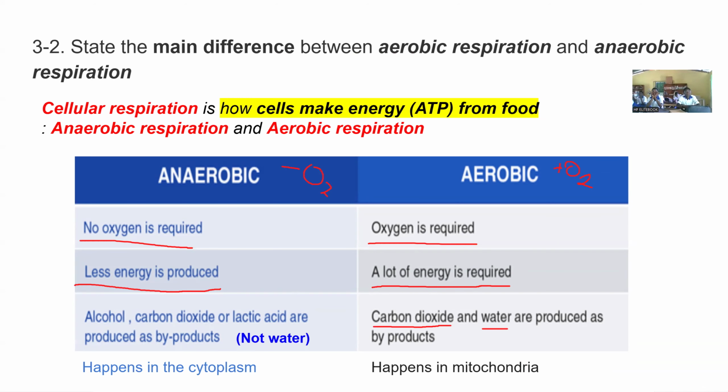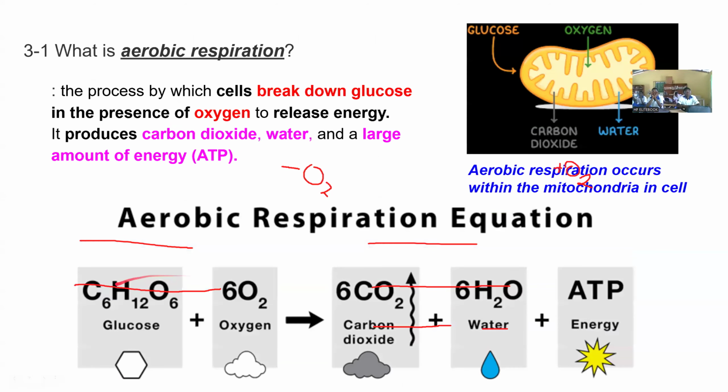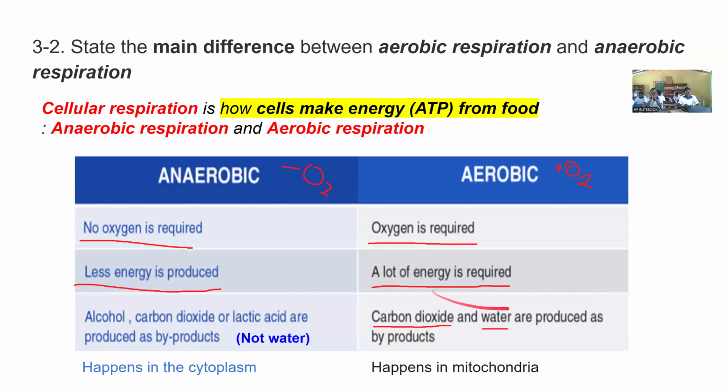We can go back here. From glucose, a source of energy, and if we also have oxygen, then it goes through cellular respiration, aerobic respiration, to produce carbon dioxide, water, and energy. This is really important, and that's how carbon dioxide and water are produced. But in anaerobic respiration, water is not produced because there is no oxygen.